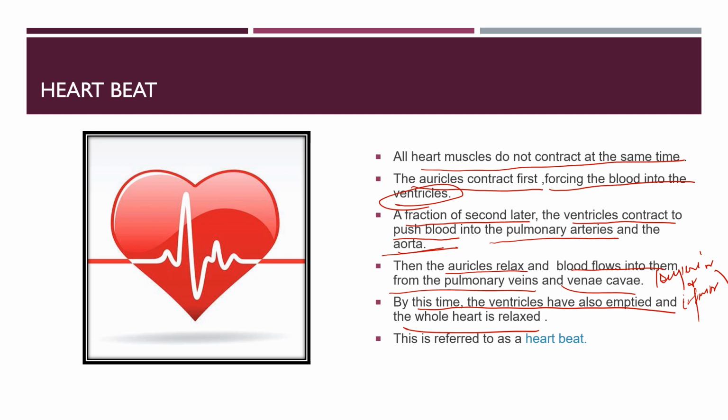Now this is referred to as the heartbeat. By the time the ventricles have already emptied and the heart is in a relaxed condition, this is called the heartbeat. So the auricles are contracting first, then they are relaxing, and a fraction of a second later, the ventricles are contracting. When the auricles are relaxing and the blood is flowing from the pulmonary veins and the vena cava into them, and the ventricles have emptied their whole blood and the whole heart is in a relaxed condition, this phase is referred to as the heartbeat.